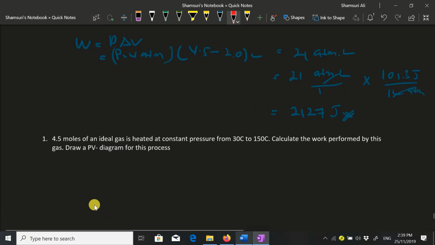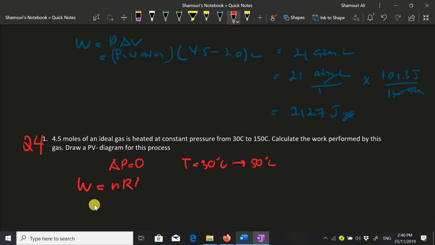So this is question number 4, I think. Okay. Now 4.5 mole of ideal gas is at constant pressure, so that P is 0, constant pressure. The temperature changes from 30 to 50 degree. Calculate the work performed by this gas. Draw the PV diagram. So the work actually can be done with the pressure constant, so we can also use the n R delta T.